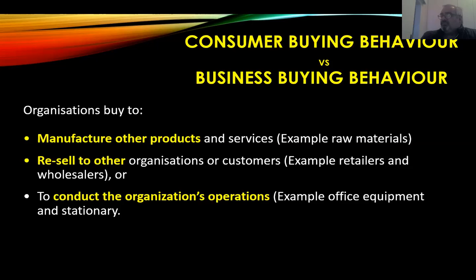Organizations then also buy to resell. And here specifically, if you can remember from marketing, business marketing, first year, I was specifically referring to the distribution channels, the retailers, wholesalers, and then also businesses to businesses. Another reason, or third reason, why organizations buy is because they want to conduct a specific operation. So therefore they buy the machinery or the equipment that they need to do their business. Those are the three main motivations or reasons why businesses buy a product or a service.